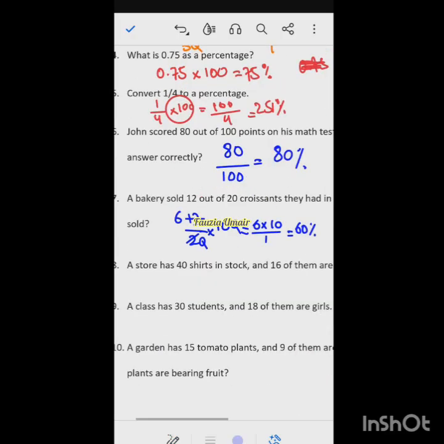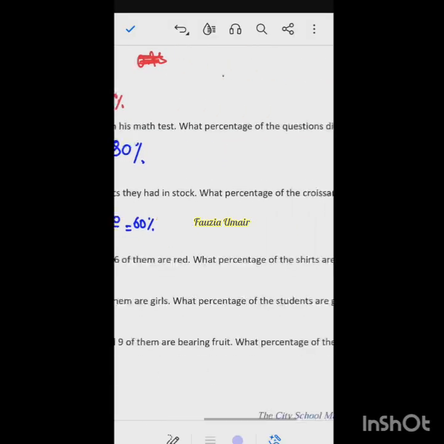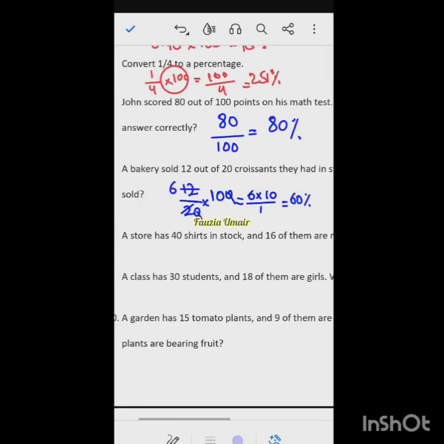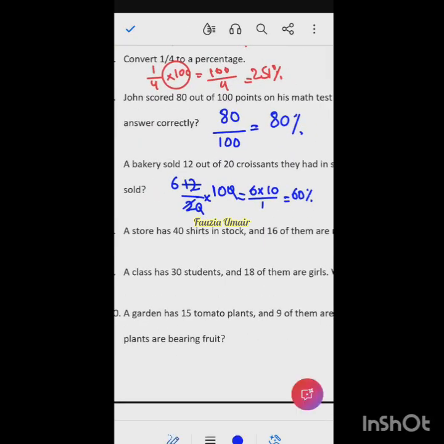So now look at the next question. They are saying a store has 40 shirts in stock. 16 are red. Out of those 40 shirts, how many are red? 16 are red. We need to find out the percentage of red shirts. So what would be the fraction, Abrish? 16 by 40. Very good. And we need to convert it into the percentage. So what to do? Multiply by 100. This is the easiest method.